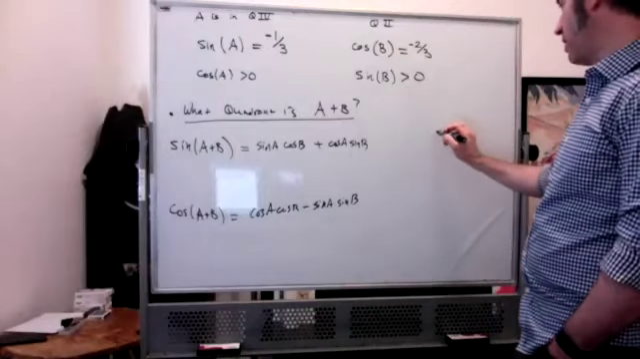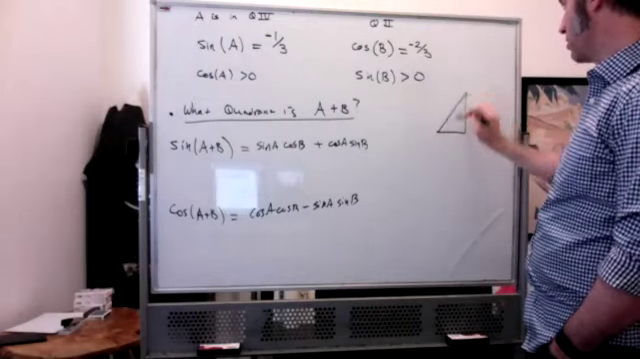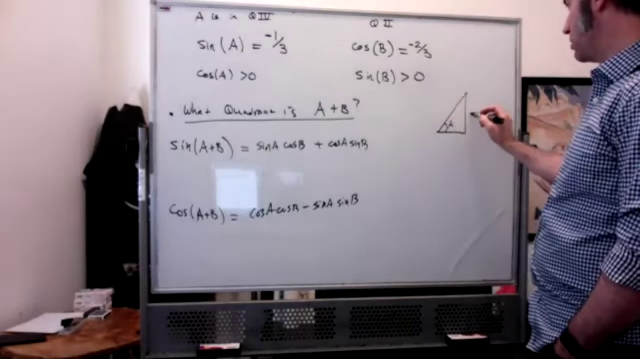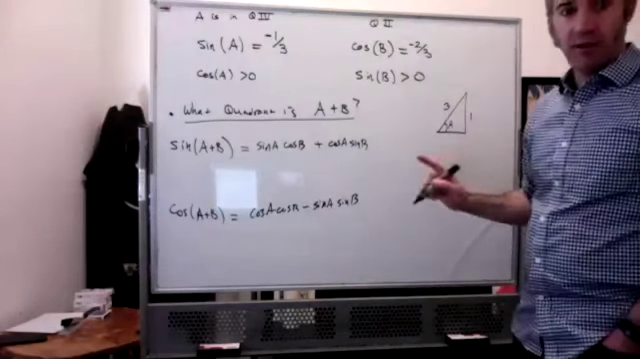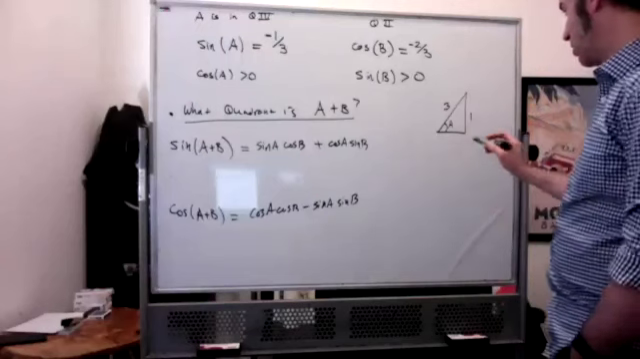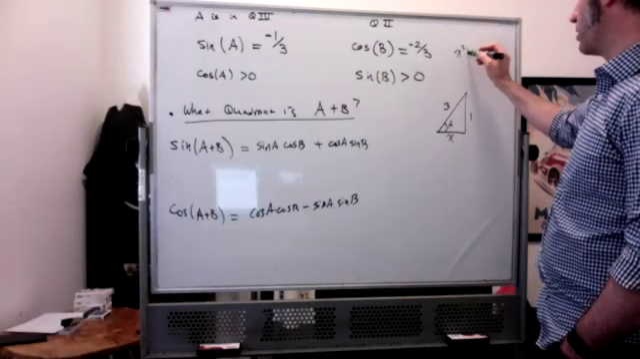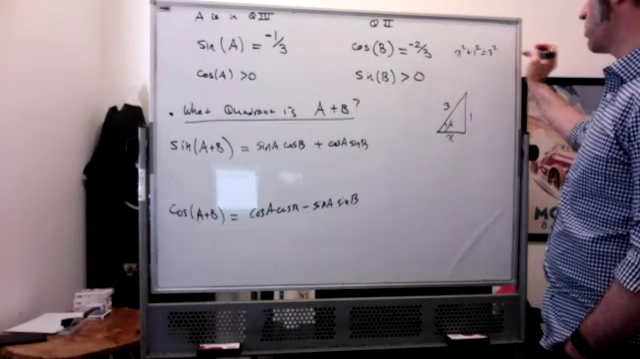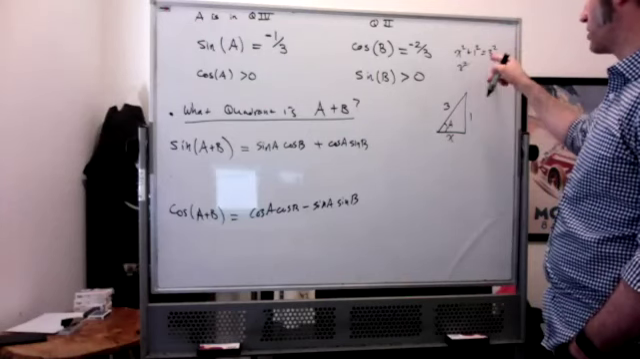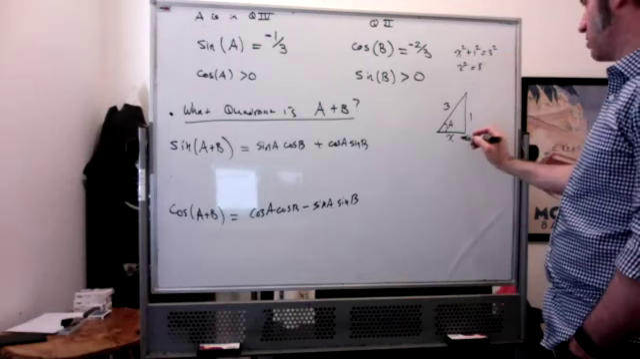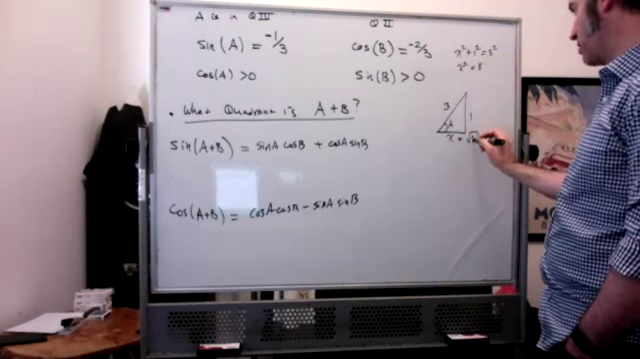So sine of A is 1/3. We have to find the other side. Let's call it x. We know that x squared plus 1 squared equals 3 squared. So x squared equals 9 minus 1, which is 8. So x is equal to the square root of 8.